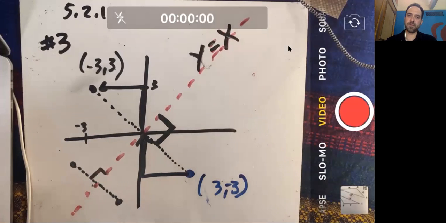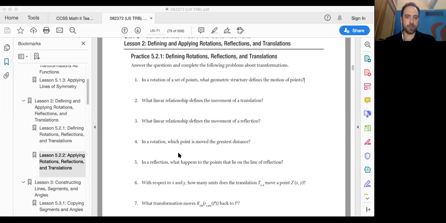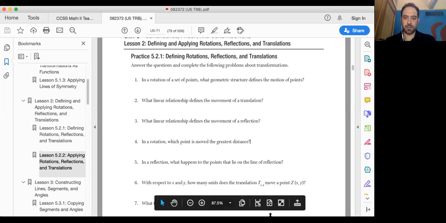These are conceptual problems, so don't worry too much. Let's keep on going. Don't stop. All right, we're on number 4.